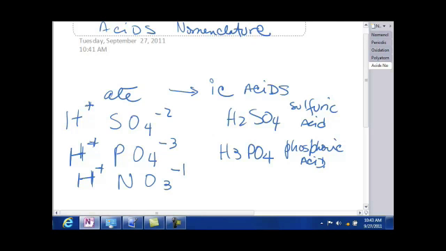What is the next example that I have up? HNO3, and it's another nitrate. So these are all ATE polyatomic ions, and they're all going to end up with ic. An ATE polyatomic ion like sulfate ends up in sulfuric, like phosphate ends up in phosphoric, and this fellow would be what? Nitric acid. Okay? So, are we okay?